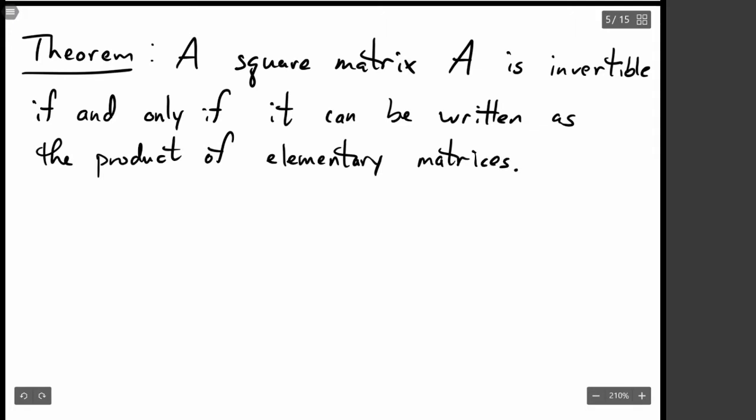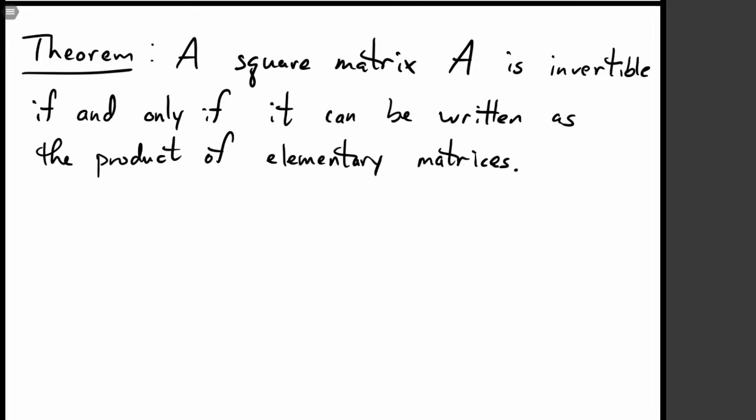Right? So this goes back to what I had said a few times before about, we can do row operations on an invertible matrix and get it down to the identity. Okay? So it goes back to that. So how do we do this? Or how do we know that this is true?